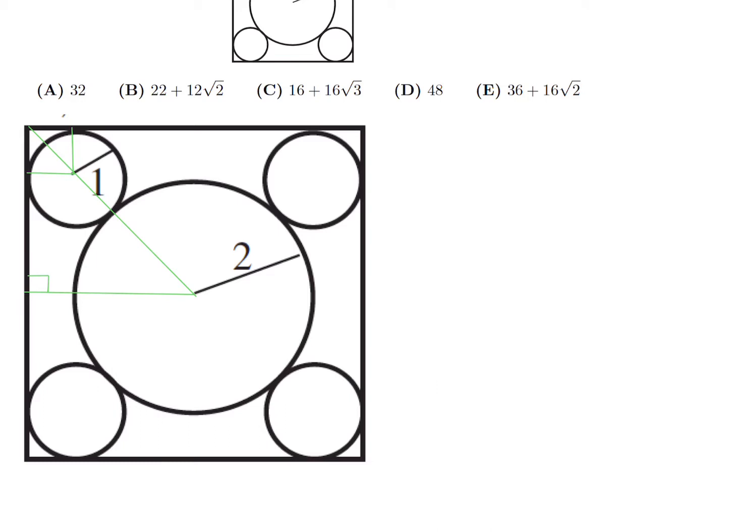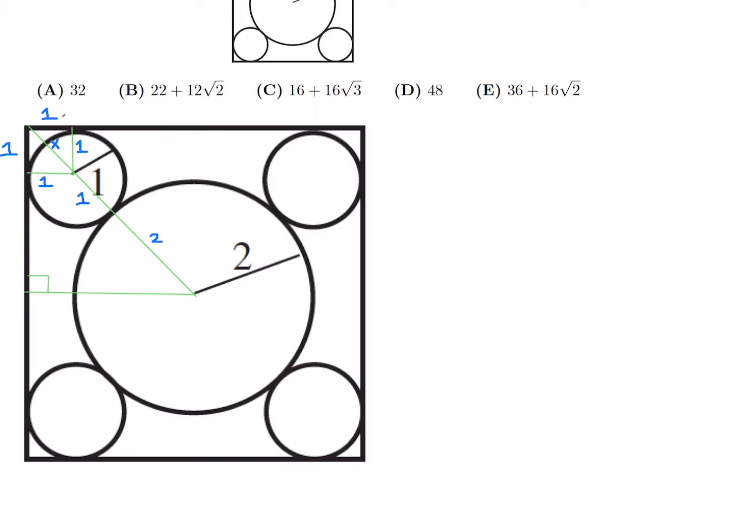Let's label things now. From here to here, that is just the radius of the large circle, so that's going to be 2. From here to here, that's the radius of the small circle, so that's 1. And from here to here, we don't know yet, so I'm just going to label that x. Now, from here to here, we know that is the same as the radius of the circle, so that's 1. And from here to here is also the radius of the circle, so that's also 1.